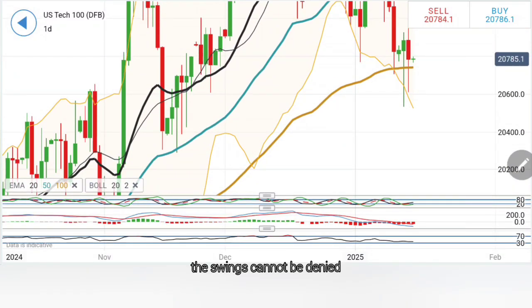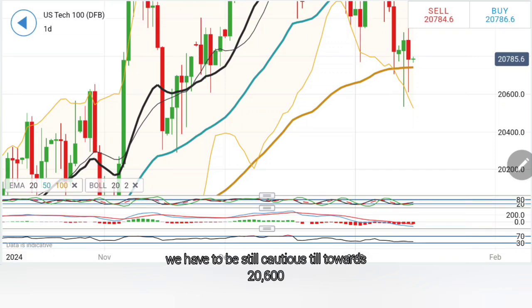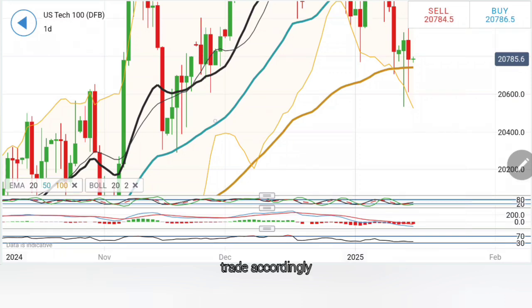The swings cannot be denied. Bullishness is only and only if it trades above 20,840 and then 21,000 levels. If these two levels are taken, stay bullish for the day, for the week. 21,200 cannot be denied here. While on the downside, we have to still be cautious, still towards 20,600. Trade accordingly. Let's move to Dow Jones.